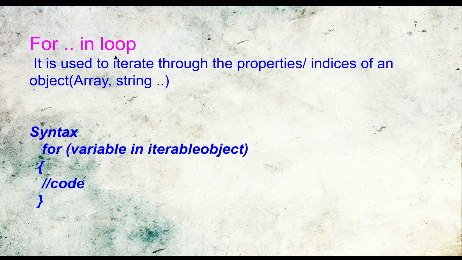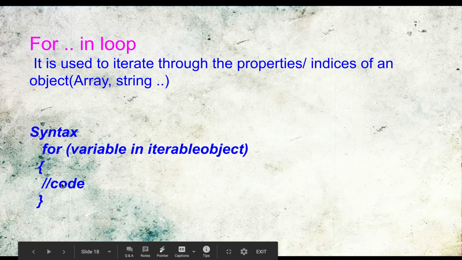First one is for in. It is used to iterate through the properties or indices of an object. That is, the object here can be an array, string, etc. This is the syntax for using the for in loop. For variable name in iterable object. Here for and in are keywords. The iterable object here can be an array name or string name. Within braces you can specify the code or the task to be performed. We will see an example for this.